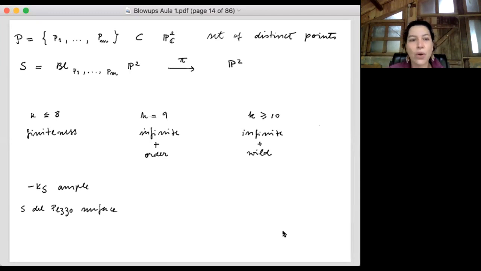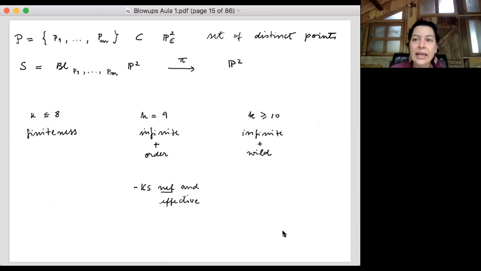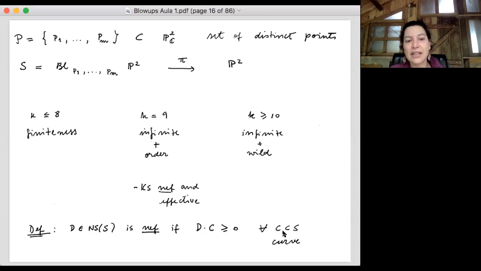And so this is what we call a del Pezzo surface. In the case when K equals 9, the anti-canonical class is no longer ample, but it's nef. And here by nef, I mean that a divisor on a surface is nef if it intersects every curve non-negatively. So this is the notion of a nef divisor. And moreover, the anti-canonical class in the case of 9 points is nef and effective.